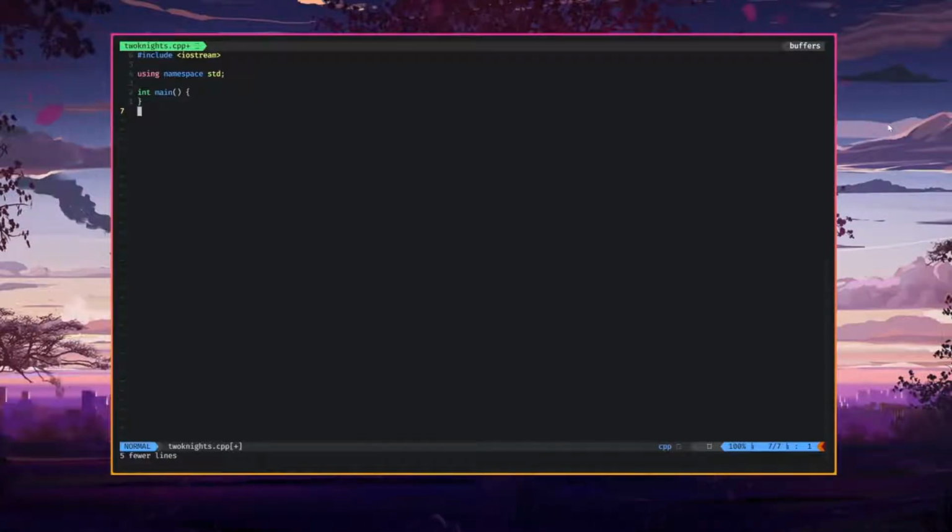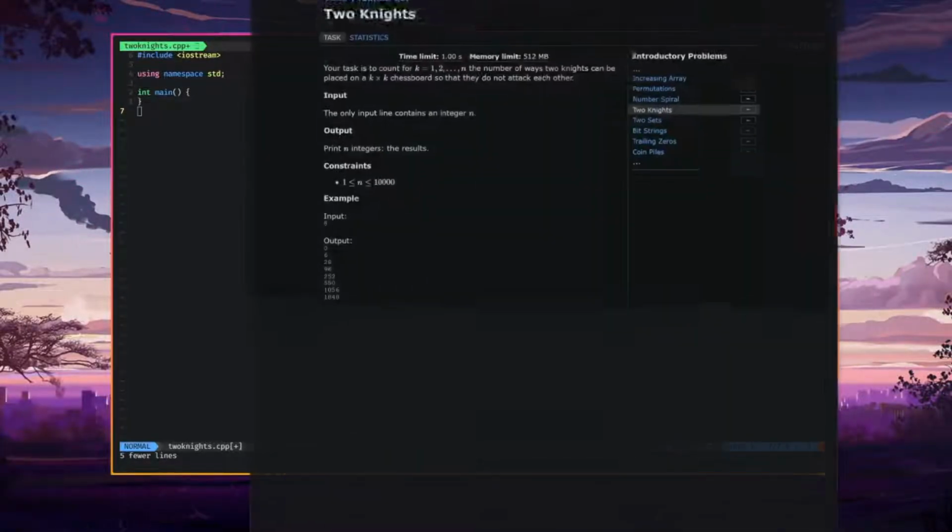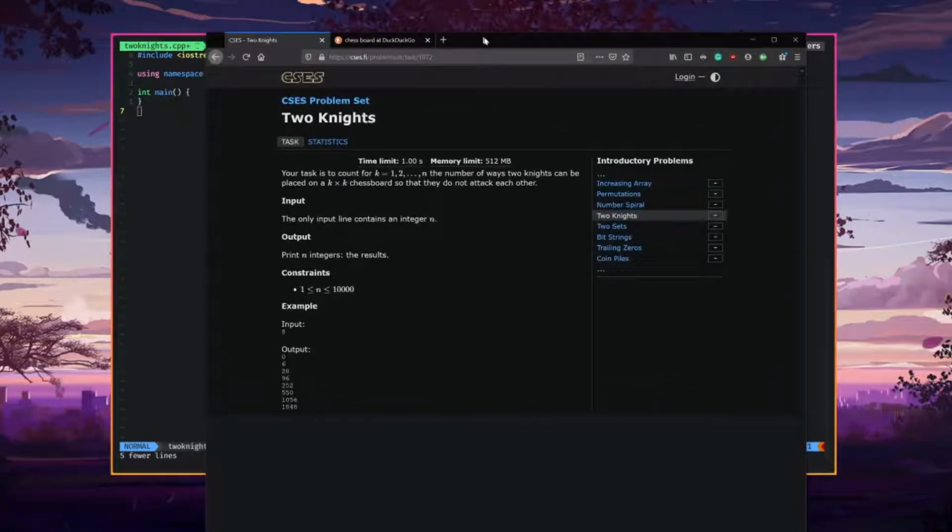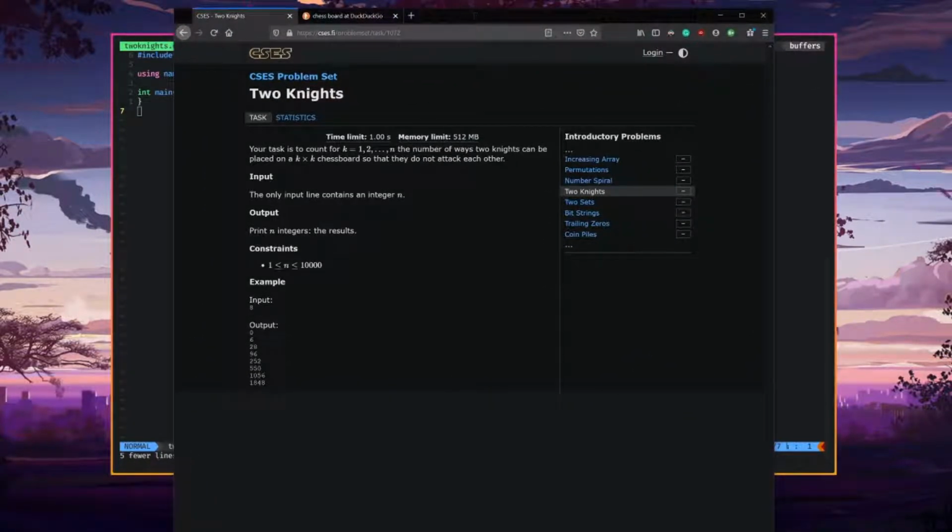Welcome to another video. Today we are doing the two knights problem. So far this is the most interesting problem in the introductory problem set, mostly because this involves just a little bit more maths than the other problems. So just take a second to read the problem and pause the video.